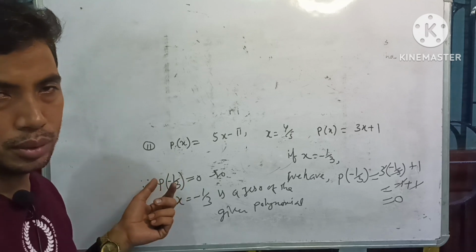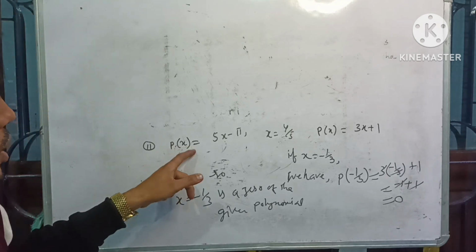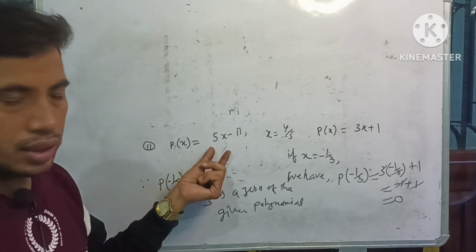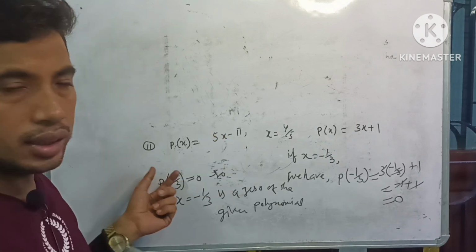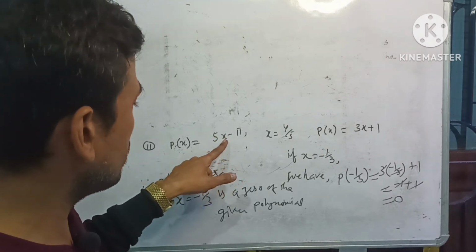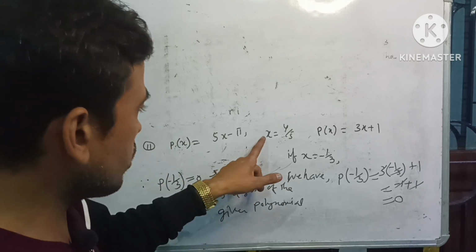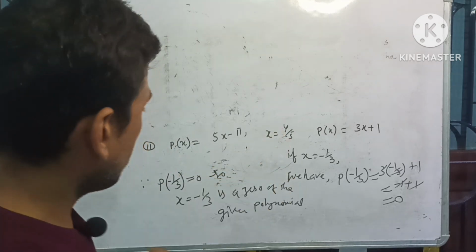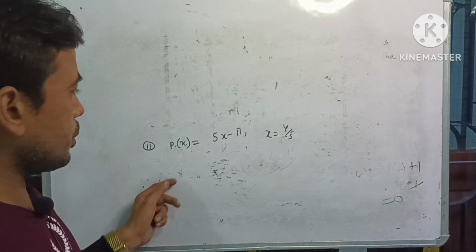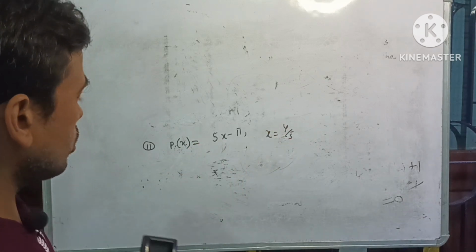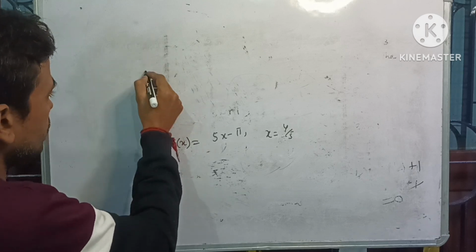So in example 2, what is given? P(x) is equal to 5x minus 5. Okay? See, here the variable is what? x. The variable is x. So the polynomial is identified by P(x). Okay? And the value is what? 4 by 5. Now to verify, we have to put x is equal to 4 by 5 here. Okay? See what we have?